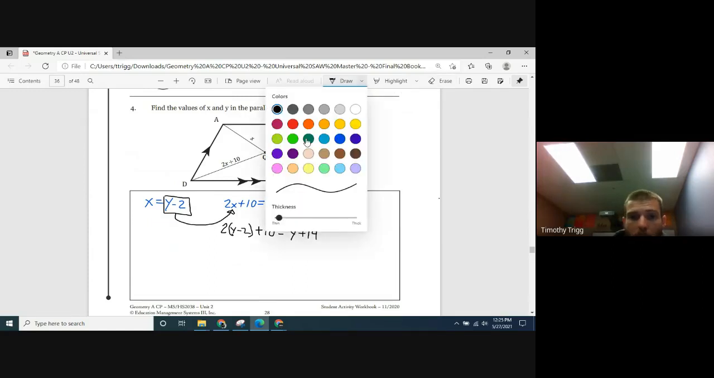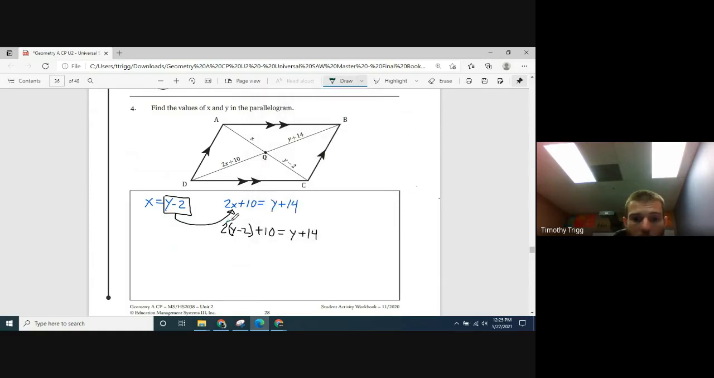So the next thing I would do, hopefully you would see that I would distribute the 2 here. So 2 times y and 2 times minus 2. So 2 times y is 2y. 2 times minus 2 is minus 4. Then there's a plus 10 over here. There's a y plus 14 on the right side. Combine like terms on the left, the minus 4 and the plus 10, those combine to make plus 6, right? Negative 4 plus 10 is 6.